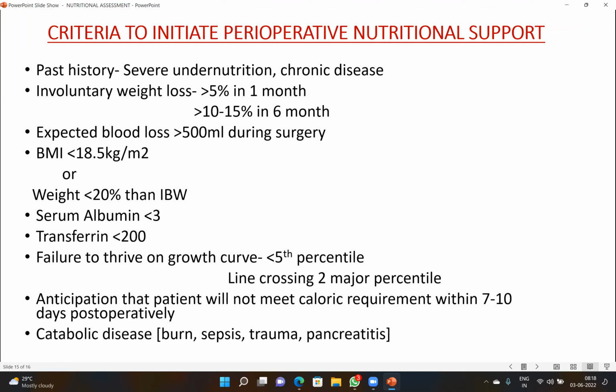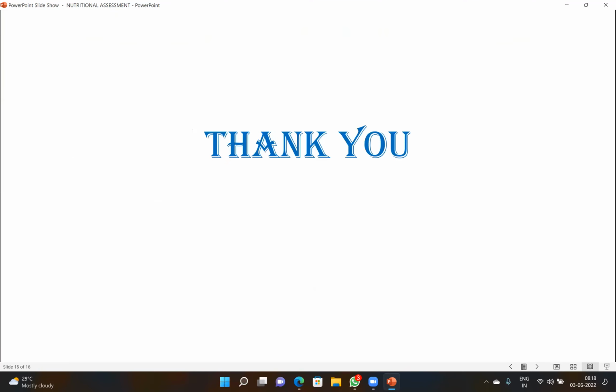We can see that if the patient has less than 5th percentile growth, or the patient's growth curve is crossing 2 major percentiles. If we are anticipating that the patient will not meet the caloric requirement within 7 to 10 days of the surgery, or there is catabolic disease, burn, sepsis, trauma, pancreatitis, in these patients we should initiate perioperative nutritional support. Thank you.